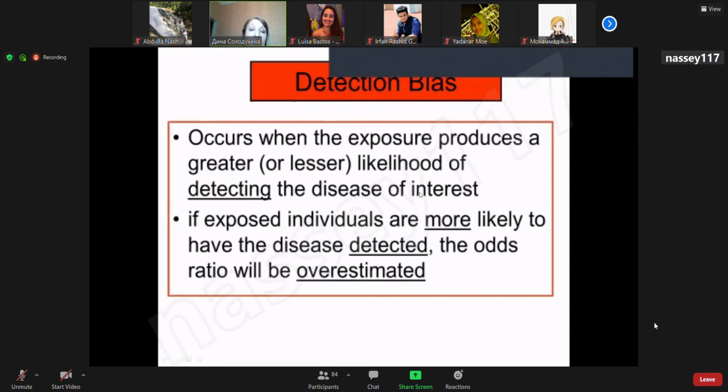One more is called detection bias, when we have an exposure that produces a different probability of detecting a disease of interest. And if exposed individuals are more likely to have the disease detected, the risk estimates will not be true. They will give us a false estimation.